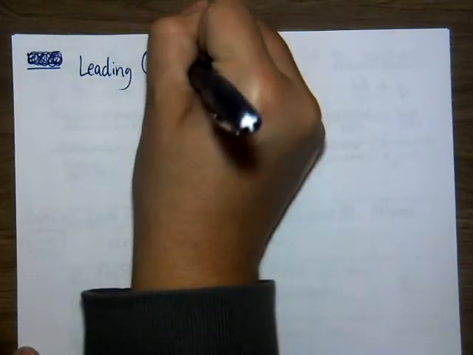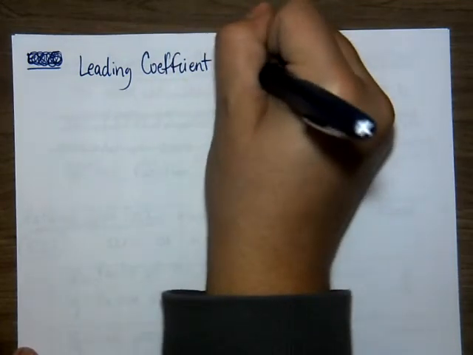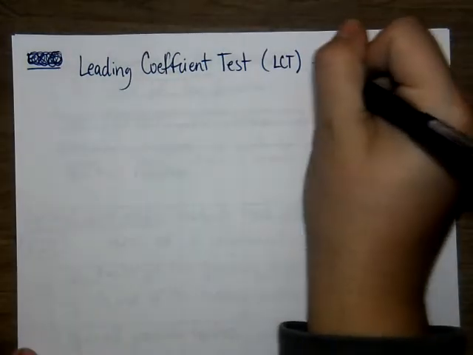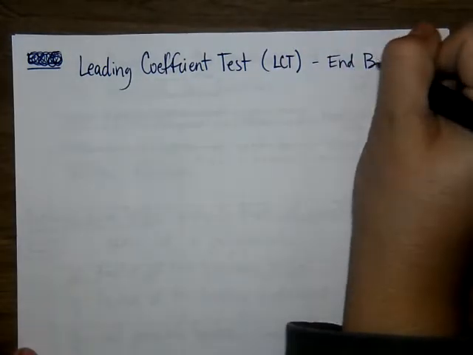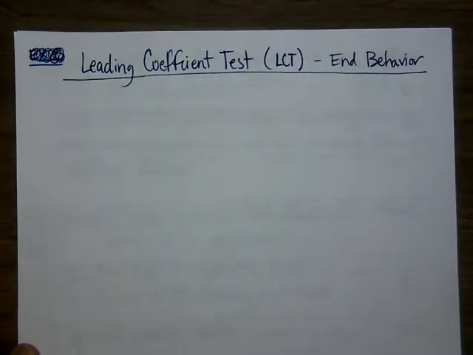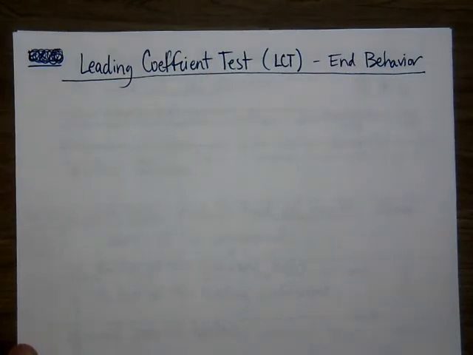I think this is example 5. Oh, not yet. Don't write that yet. I want to talk about something else first. What I want to talk about is the leading coefficient test, or the LCT. And this is like last year when you talked about end behavior. And I know you did that last year.